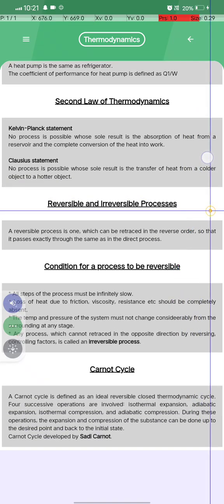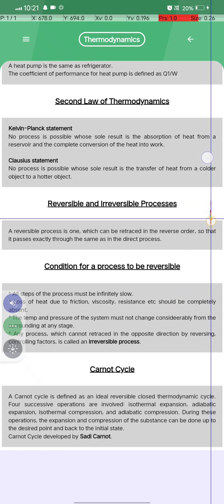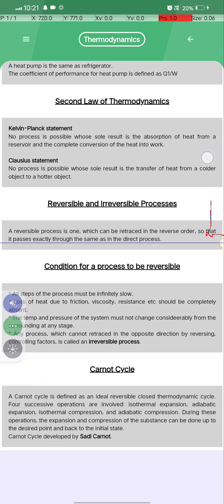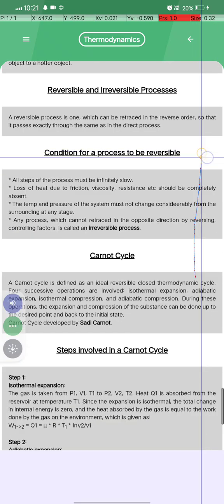उसके बाद reversible और irreversible क्या होता है. A reversible process is one which can be traced in the reverse order and passes exactly through the same states as in the direct process.